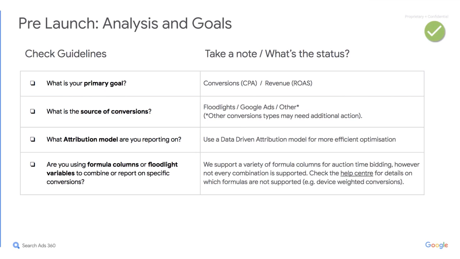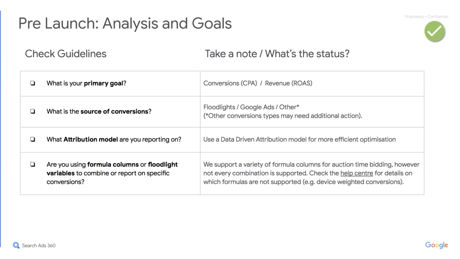So prior to the launch, things that you need to understand is that your primary goal needs to be either conversions or revenue, because only ROI bid strategies are supported by auction time bidding. So what is the source of your conversions? Lesha already covered that, but bear in mind that we cover floodlights, Google Ads, as long as they're not weighted in a formula column. GA, we're not covering that.